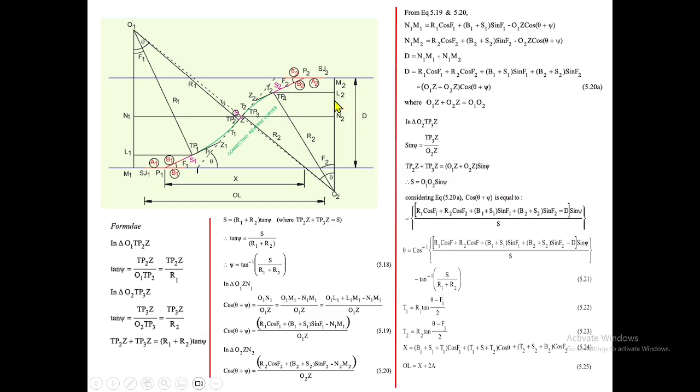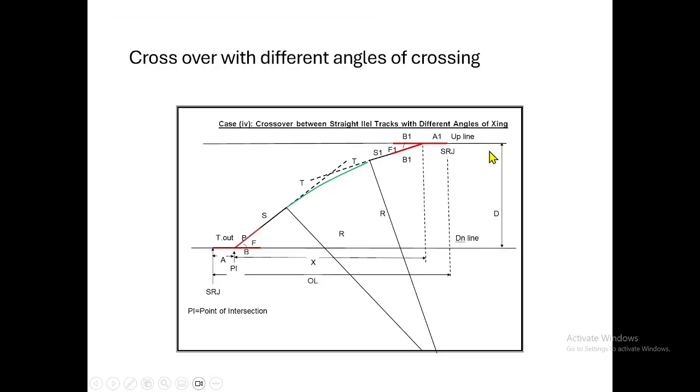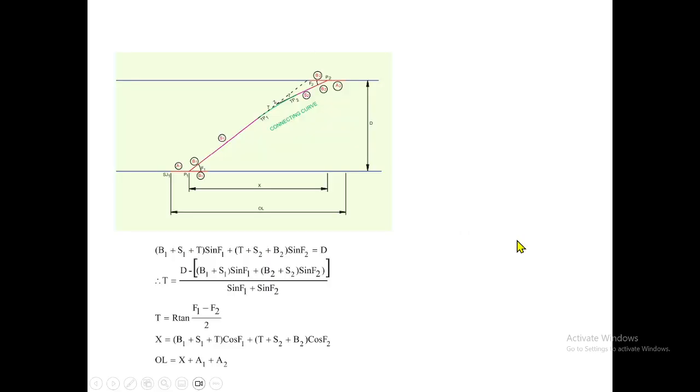Even the field data, whatever data you are collecting from the field, with that you will be able to get the required dimensions, and you can fix the geometry on the field. Okay. So next, crossover with different angle of crossing, how to proceed, we'll see. Okay. So this type of connection is also a crossover with a different angle of crossing on both lines, but without any reverse curve. So if you want to connect it, how to do the connection and get the required dimensions.